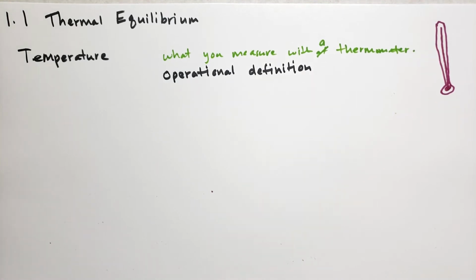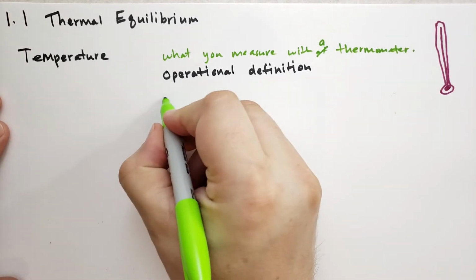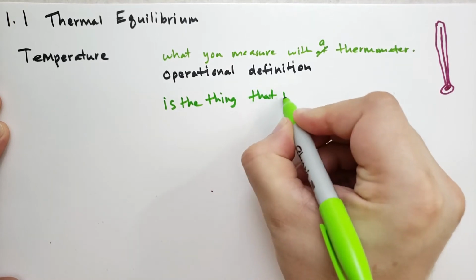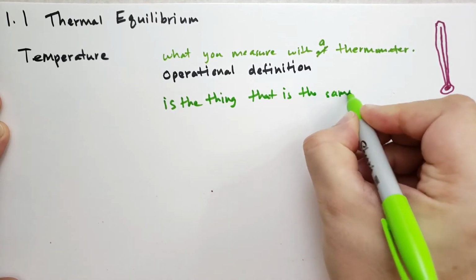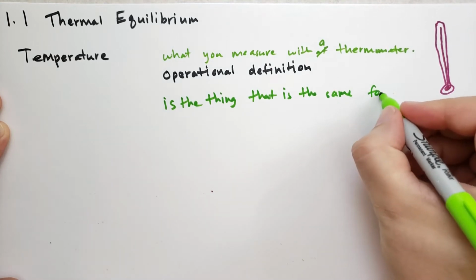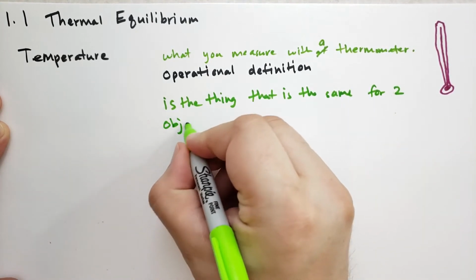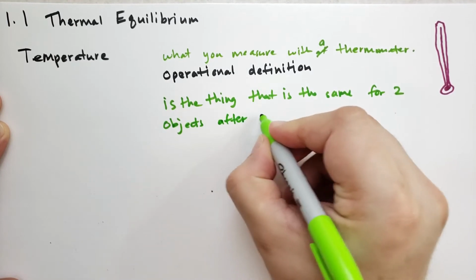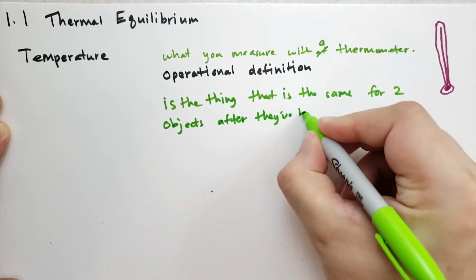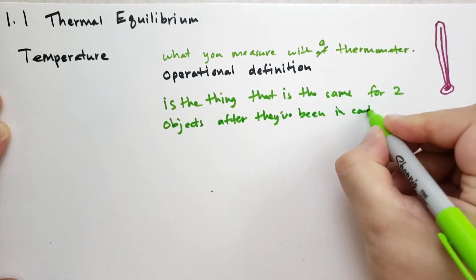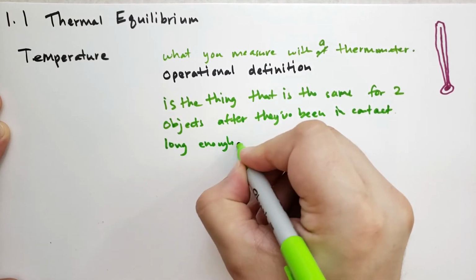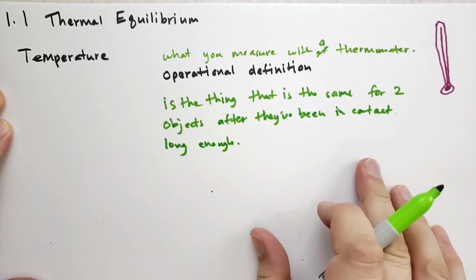Let's try another definition for temperature. This is another definition; let's see how this one works. Temperature is the thing that is the same for two objects after they've been in contact long enough. So this definition is a little better.